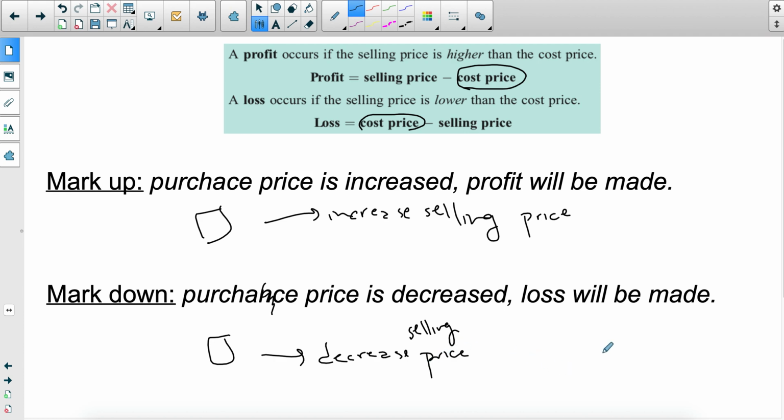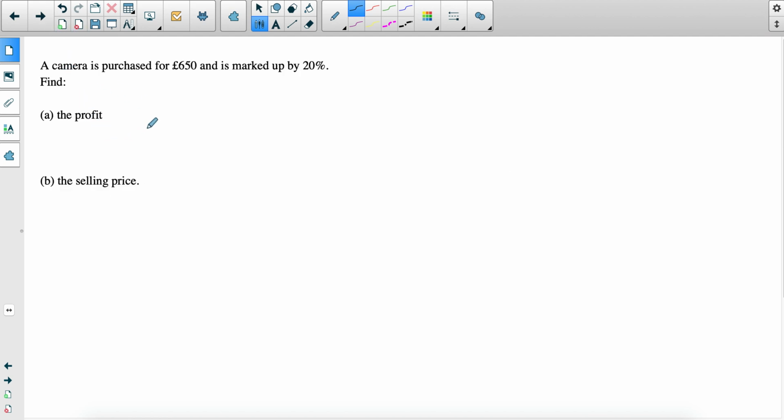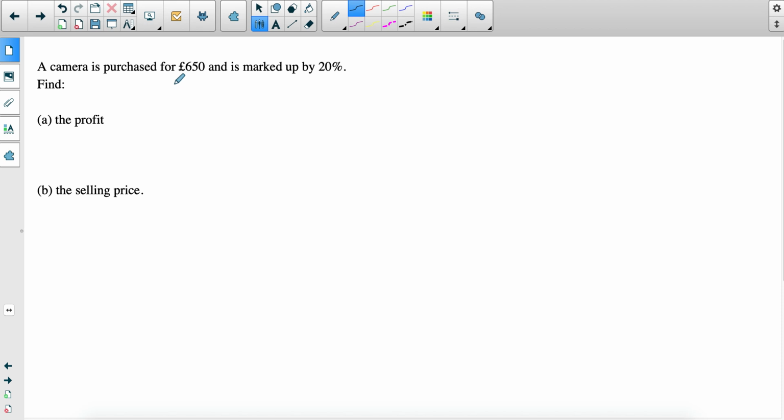And so you are going to get a loss. So just a few examples to go through. A camera is purchased for £650. It is marked up by 20%. Now, either they tell you the markup or markdown by percentages, or they're going to actually give you the amount.